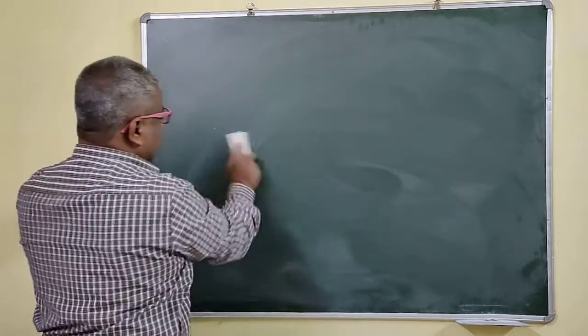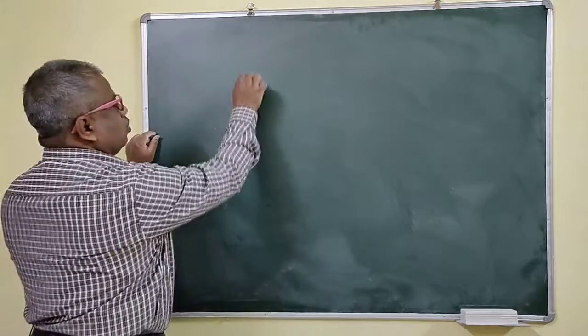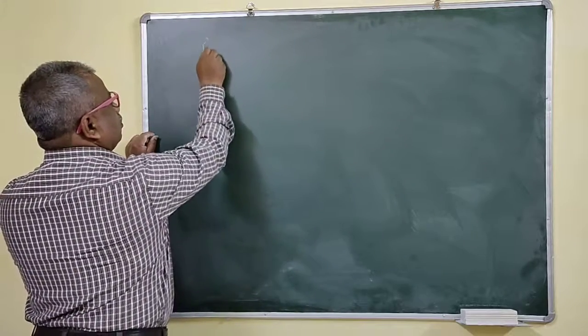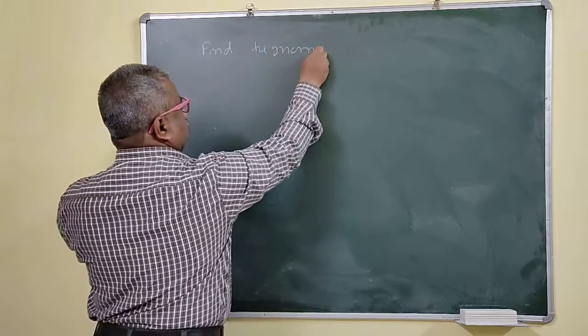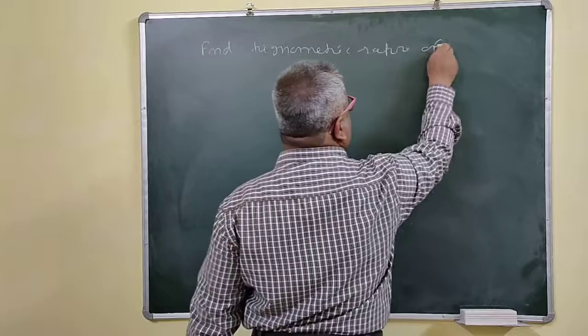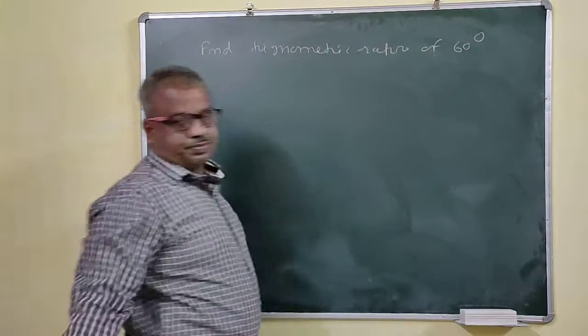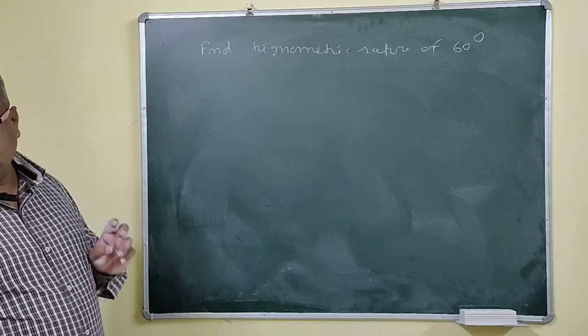Now also we have seen yesterday how to find the trigonometric ratios of any angle. So we find the trigonometric ratios of, suppose, 60 degree. We have to find the trigonometric ratios of angle 60 degree.